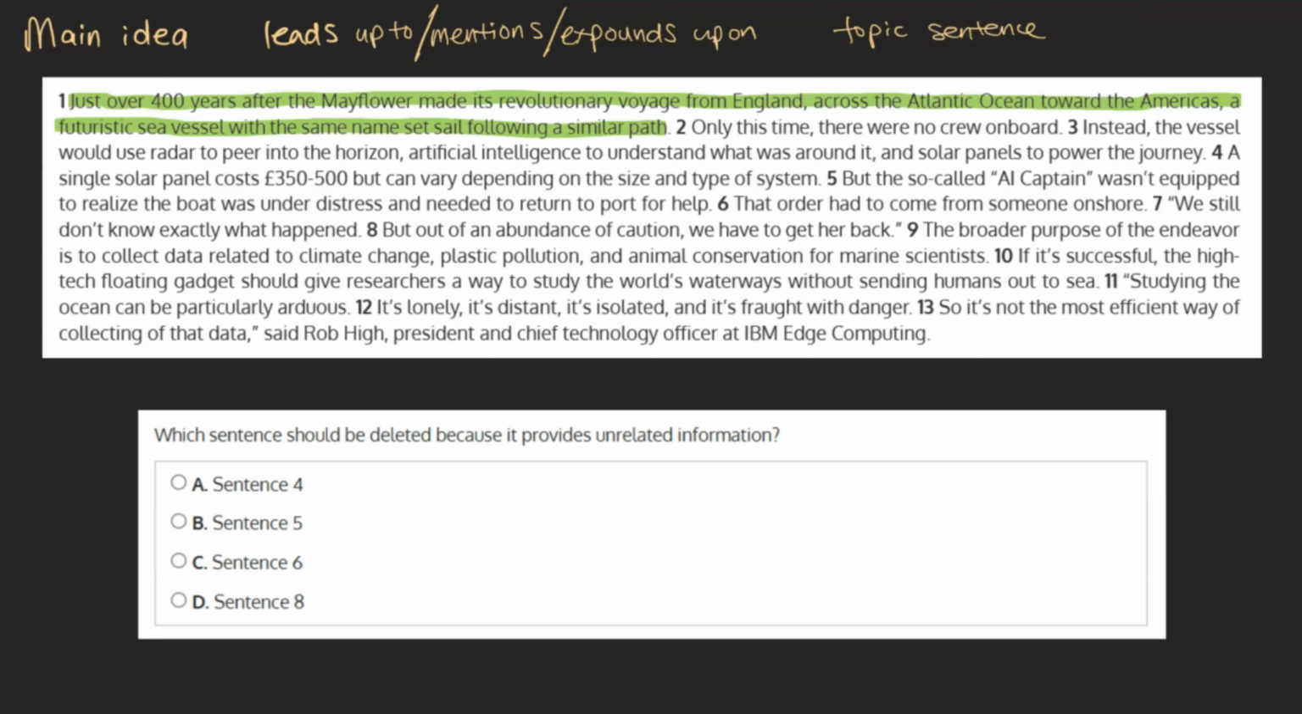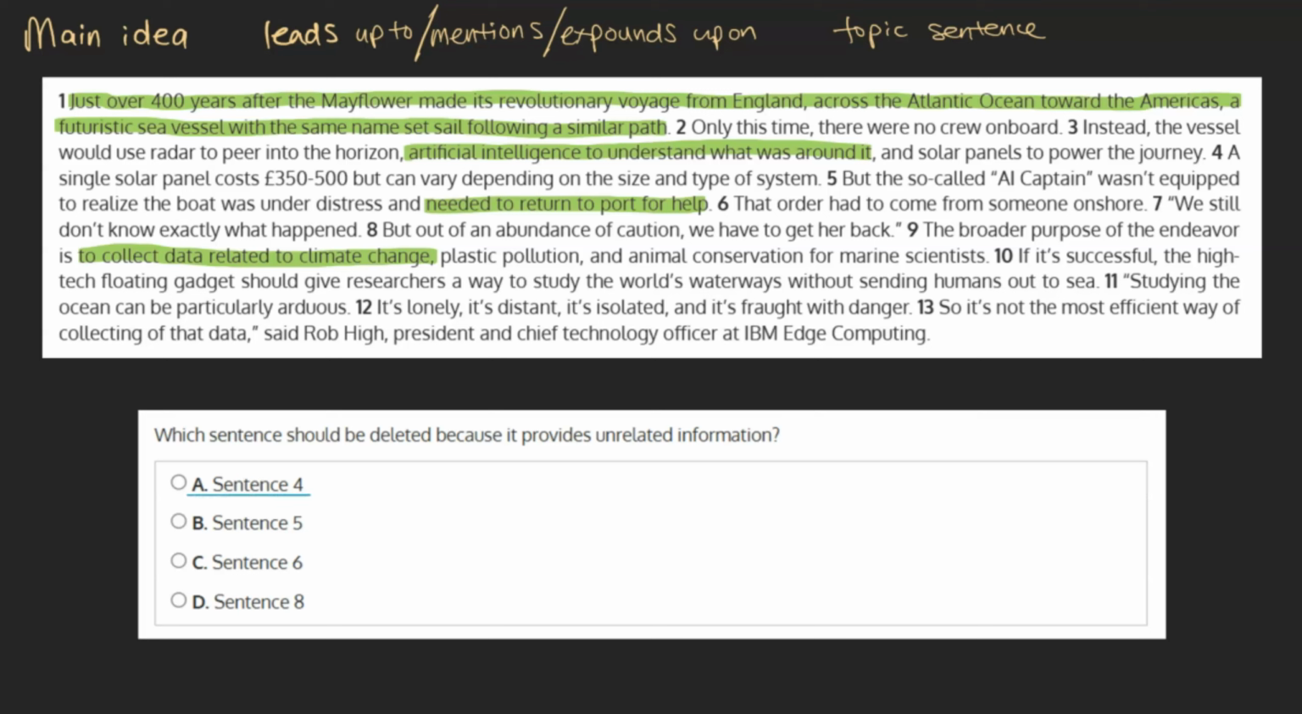We see the rest of the passage go into details regarding how this futuristic vessel navigates, what its purpose is, and its eventual failure to cross the Atlantic. Now that we've established the passage's main idea, we can go through our choices and see if they contribute to or detract from this main idea.